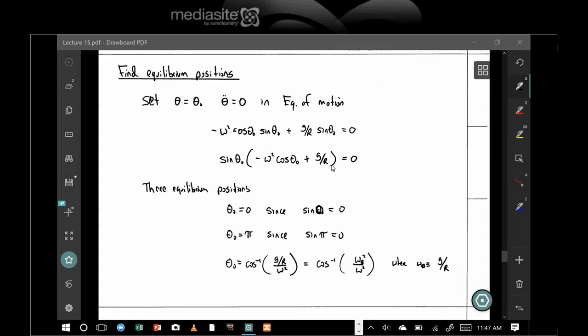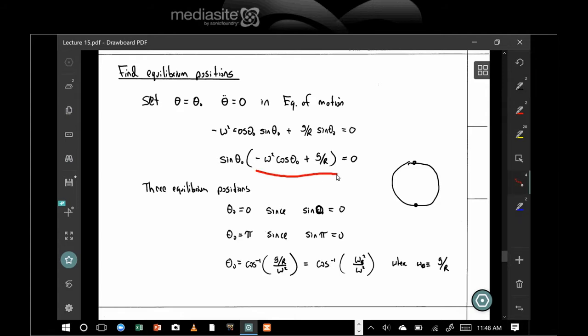Again, my differential equation looks like this here. In order to find the equilibrium position, I'm going to set theta equal to theta naught. That's my equilibrium position. That means theta double dot is equal to 0. If I do that, I get an equation that looks like this. So notice I have minus omega squared cosine theta naught sine theta naught plus g over r sine theta naught. I'm going to factor out a sine theta naught. So I get sine theta naught times this stuff here.